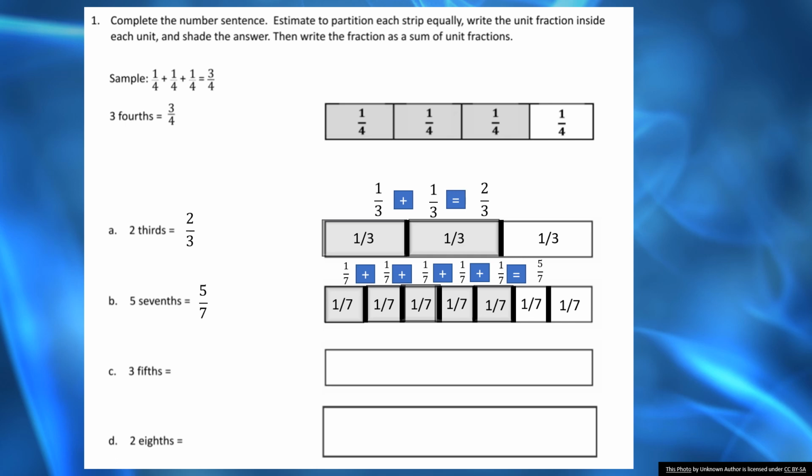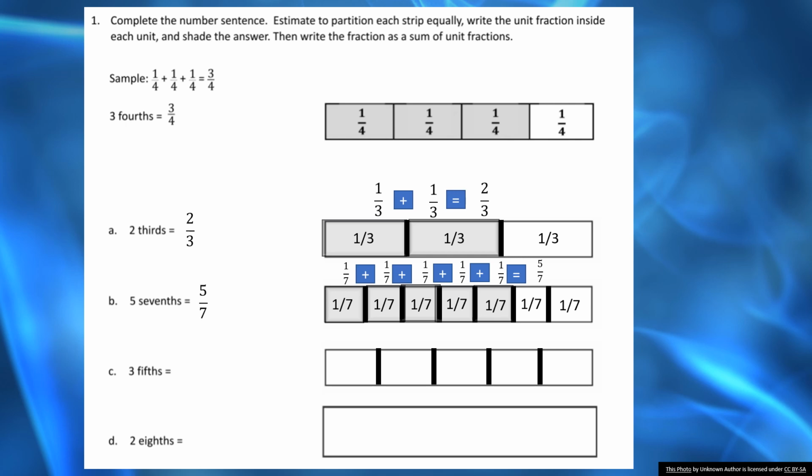Okay, let's look at letter C. Letter C wants us to display 3/5. Well, first we have to partition or divide our rectangle across from letter C into fifths. So since it's fifths, we're going to need 4 lines. So let's draw our lines. 1, 2, 3, 4. Now we drew 4 lines, but that gave us 5 sections or 5 pieces. Now this whole is now divided into fifths.